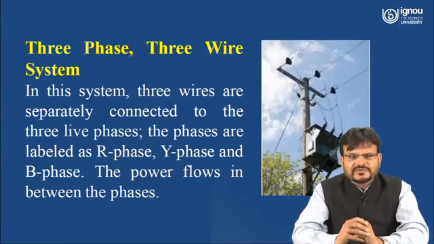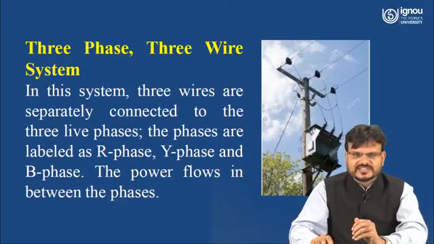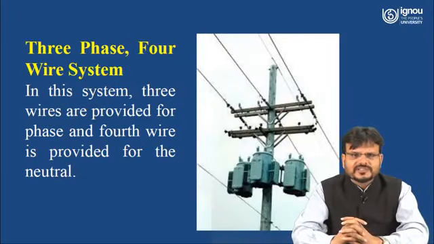Second is a 3-phase 3-wire system. In this system, 3 wires are separately connected to the 3 live phases. The phases are labeled as R phase, Y phase and B phase, as I already told you. The power flows between these phases. Then next is the 3-phase 4-wire system. In this system, 3 wires are provided for the phases and the 4th wire is provided for the neutral.